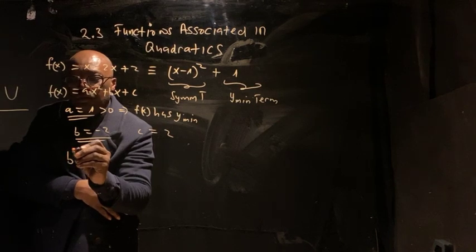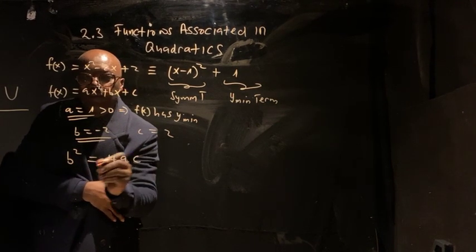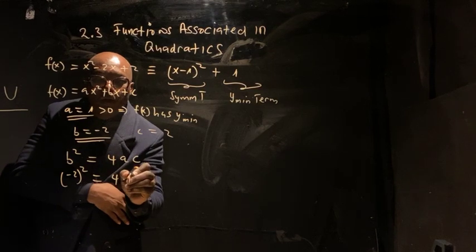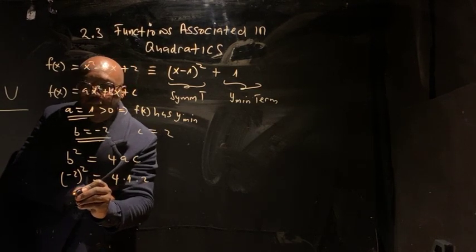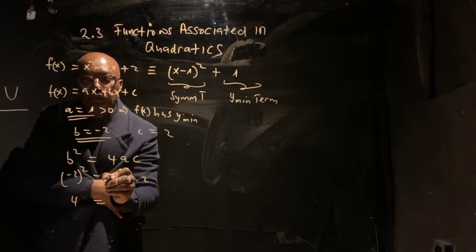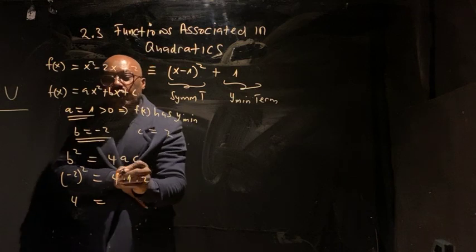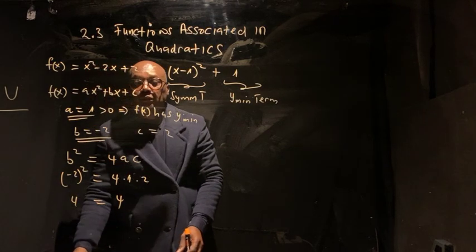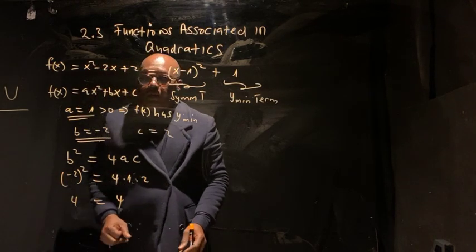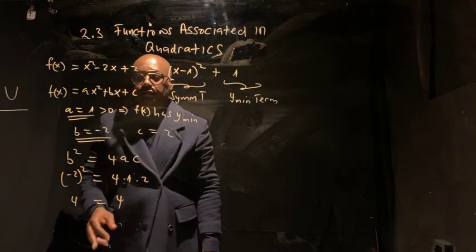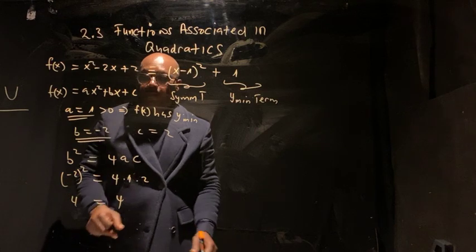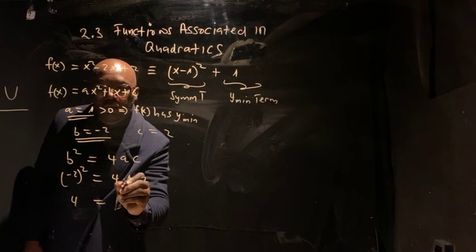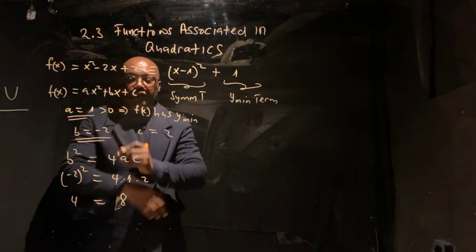Discriminant is equal to this. b squared compared to 4ac. What is b? b is minus 2. The square of it, 4. What is a? 1. What is c? 2. We observe that 4 compared to 4 times 1 times 2, which is 8. Good. Copy it and we'll take it from there.